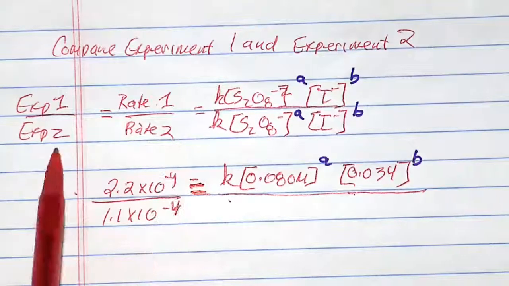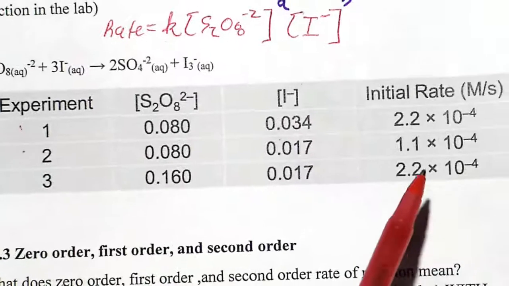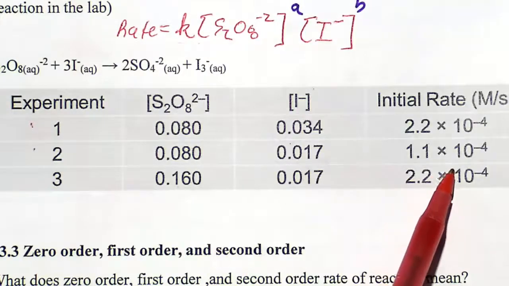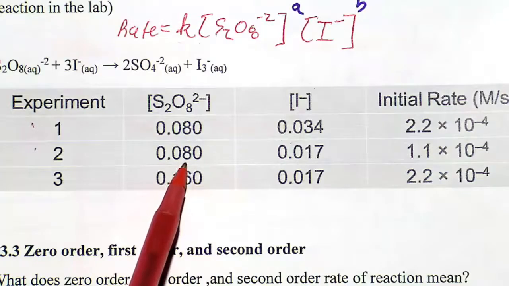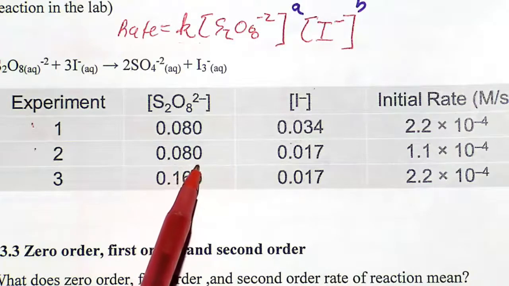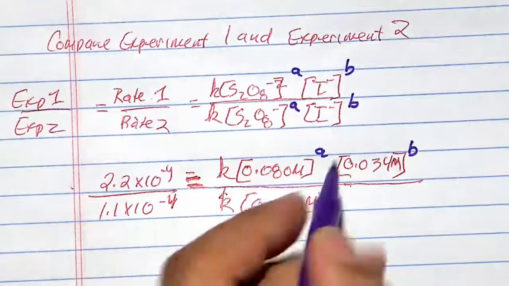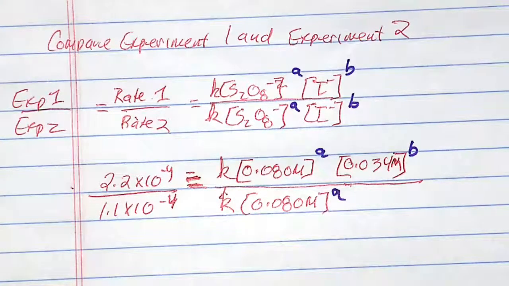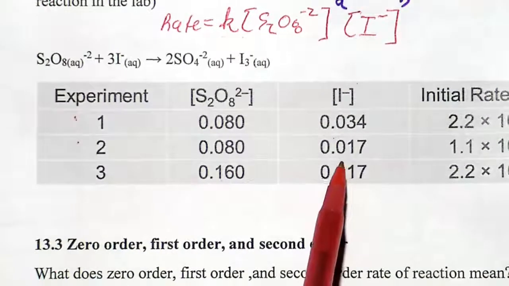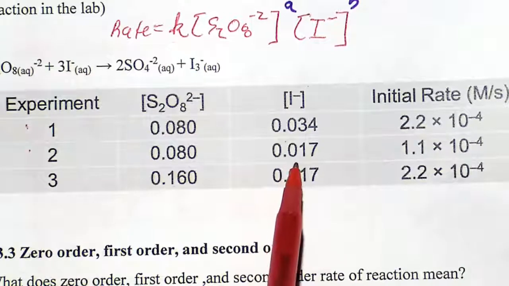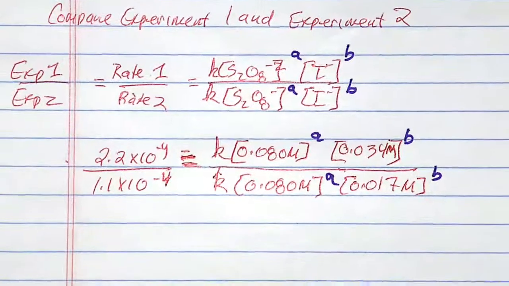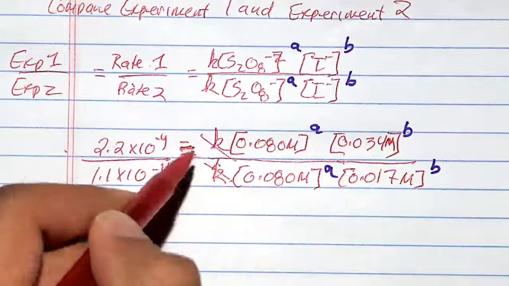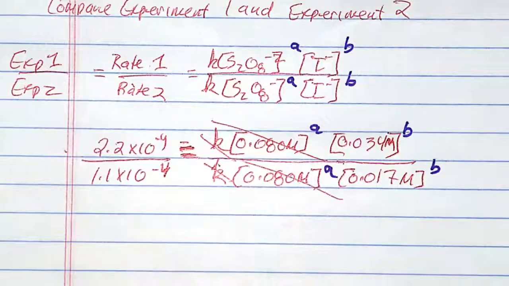And now let's look at rate 2 from experiment 2. We already know that experiment 2 has a rate of 1.1 times 10 to the minus 4. The S2O8 2- concentration for experiment 2 is 0.080 molar, raised to the order A. And I- for experiment 2 is 0.017, raised to order B. So the K's cancel.